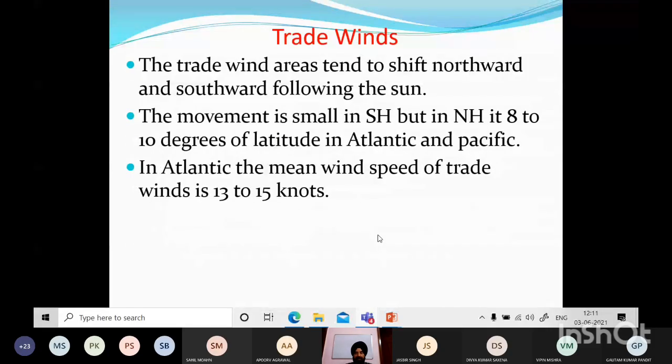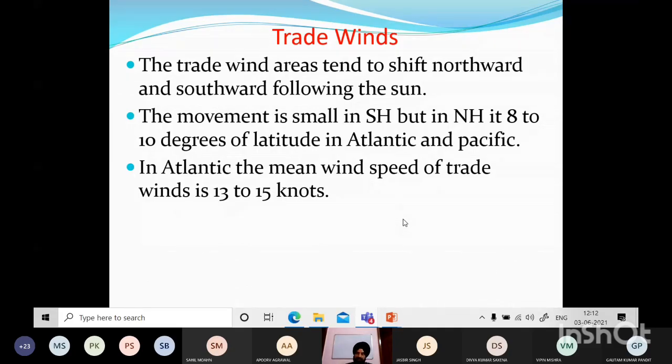Trade winds tend to shift northward and southward following the sun. The sun keeps on moving from north to south, इसीलिए ये trade winds का भी जो shift है, this is also keeps on taking as per the sun. The movement is small in the southern hemisphere, but in the northern hemisphere it is 8 to 10 degrees of latitude in the Atlantic and Pacific. Now you can imagine this whole pattern, this whole zone of trade winds also keeps shifting 8 to 10 degrees in the northern hemisphere.